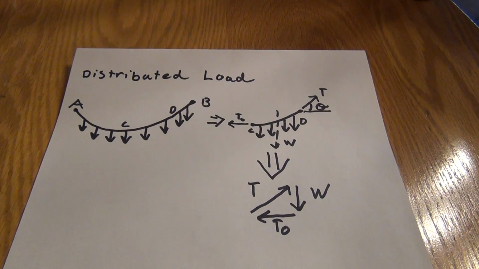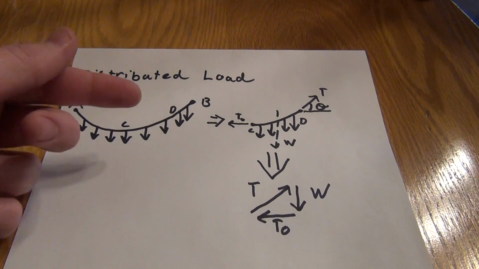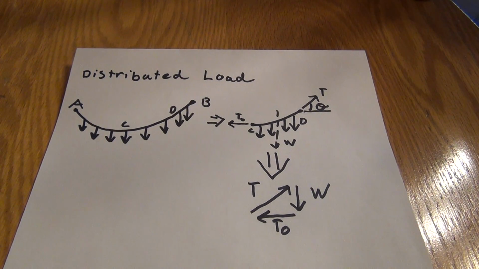Our next type of cable is a distributed load cable. The load is distributed across the total length of the cable, as you can see with the free body diagram, not at one specific point. So looking at the free body diagram, we can see a cable with distributed load, as stated.